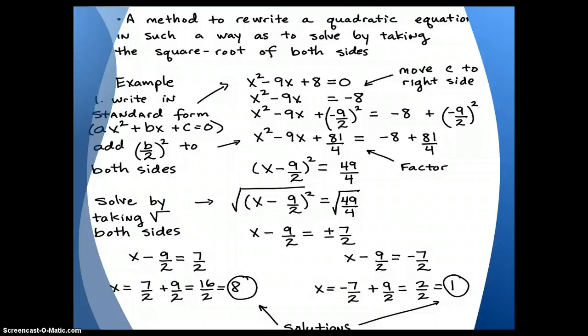Completing the square, a method to recreate a quadratic equation in such a way as to solve by taking the square root of both sides. In this example, first you write in standard form, which is ax squared plus bx plus c equals 0. Next, you move the c to the right side to get it by itself. Then you add (b over 2) squared to both sides, and then you factor them. Next, you solve by taking the square roots of both sides, and then you get out with your answers.